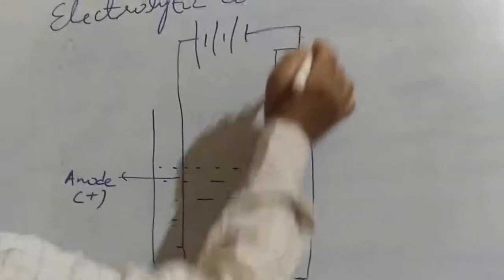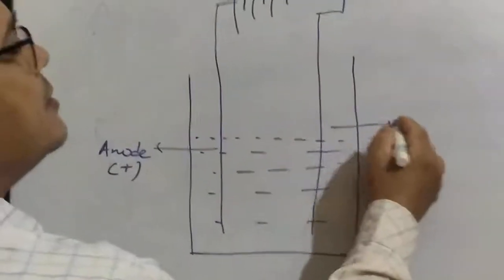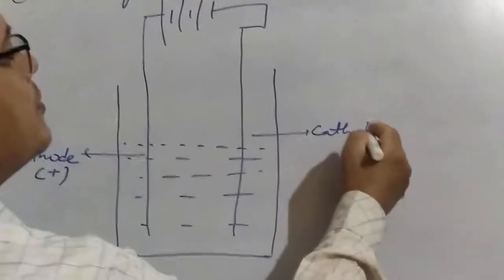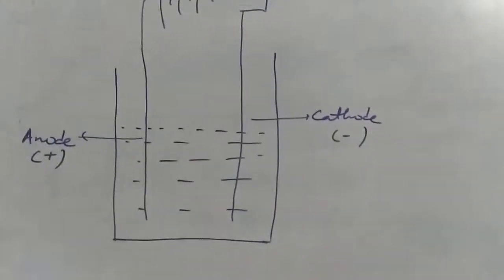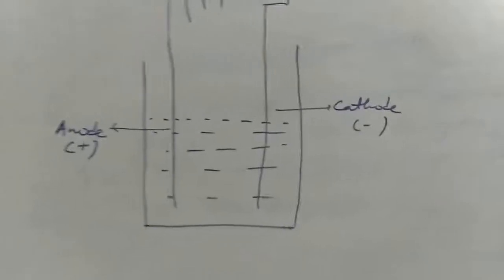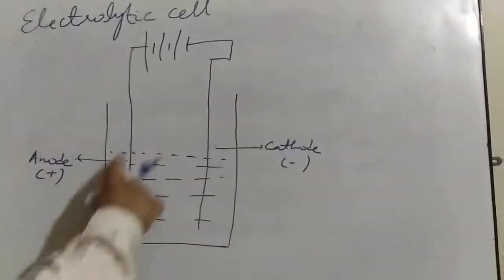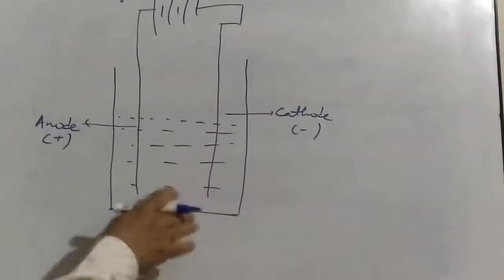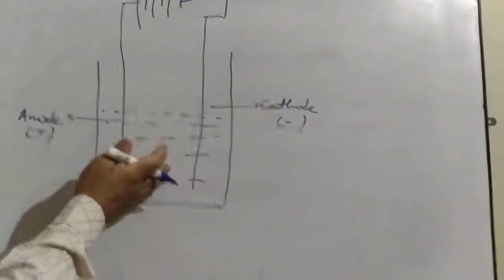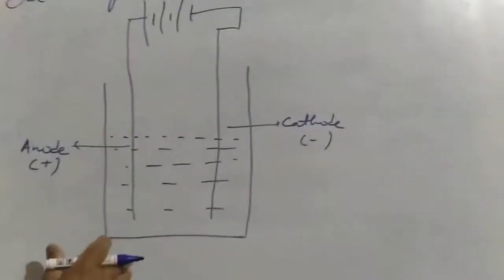Now the other electrode, which is connected with the negative terminal of the battery, is called the cathode and has a negative charge. Later we will talk about these electrodes. At present, assume the electrodes are made of graphite. Here I have taken the substance either in the molten state or in the form of its aqueous solution. The two electrodes are dipped in it.